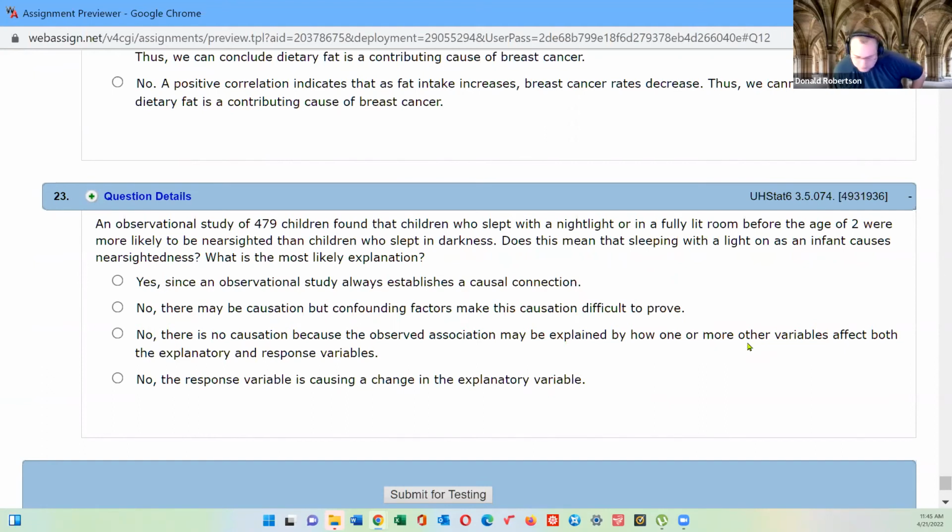Y. And so for the final question of this group, an observational study of 479 children found that children who slept with a nightlight or in a fully lit room before the age of 2 were more likely to be nearsighted than children who slept in darkness. I hope that's a made-up story, but let's just go with it. Does that mean that sleeping with a light on as an infant causes nearsightedness?